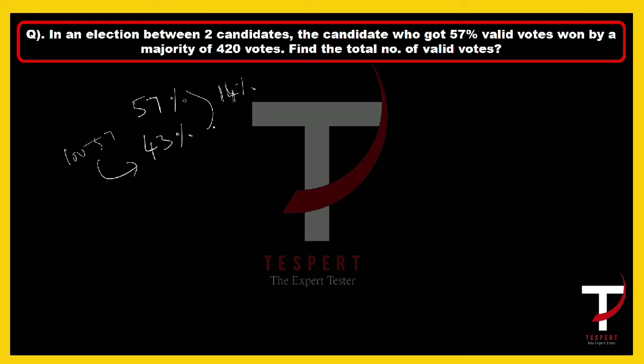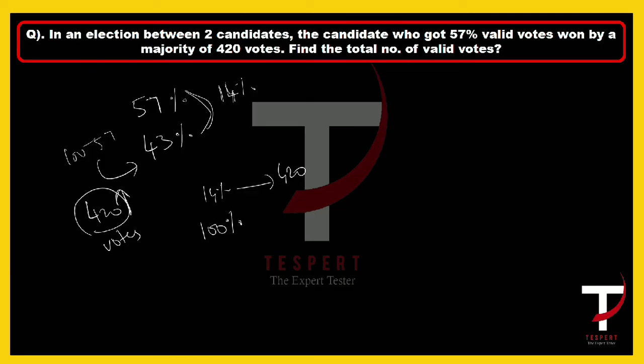What is given in the question? The candidate who got 57% valid votes won by a majority of 420 votes. Won by a majority of 420 votes means he got 420 extra votes more than the loser. So 420 is the votes difference between the winner and loser. Here the percentage difference is 57 minus 43, 14%. So 14% is 420 votes. How much is 100%?